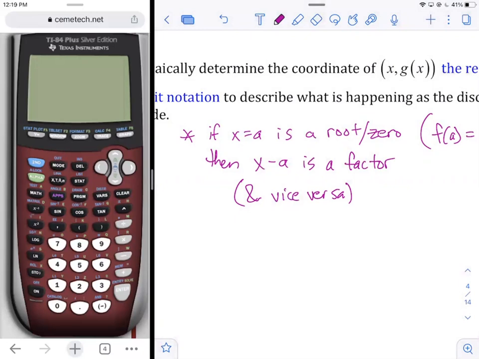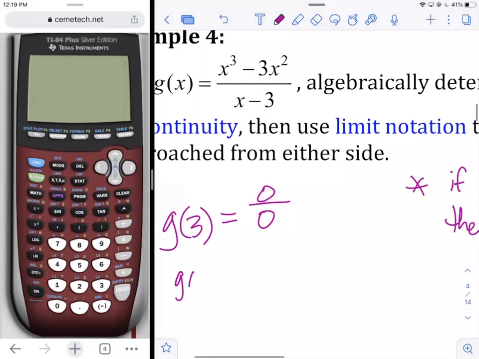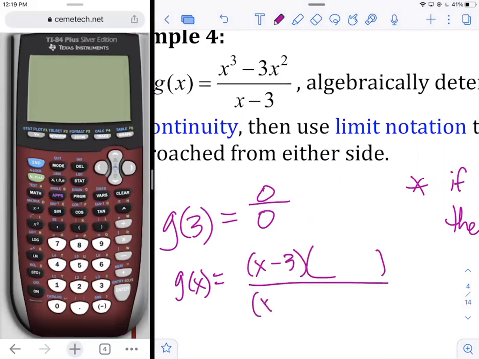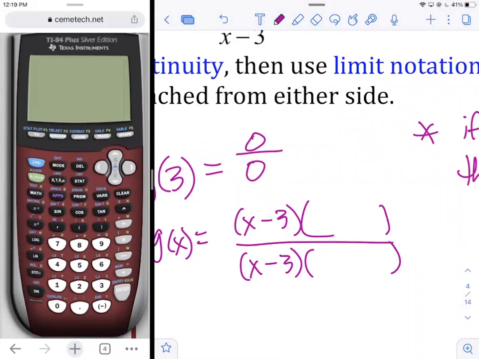Now that one we're used to seeing because that's the zero product property. When you factor and you set them each equal to 0, you can find the root, but it works the other way around. So look at the consequence. If I plugged in a 3 and I got a 0 over 0, I know then that on g of x, I could factor the top as x minus 3 times something, and I can factor the bottom as x minus 3 times something. Yes, yes? Yeah. Cool. Well, once you have it factored, guess what happens to the x minus 3s?